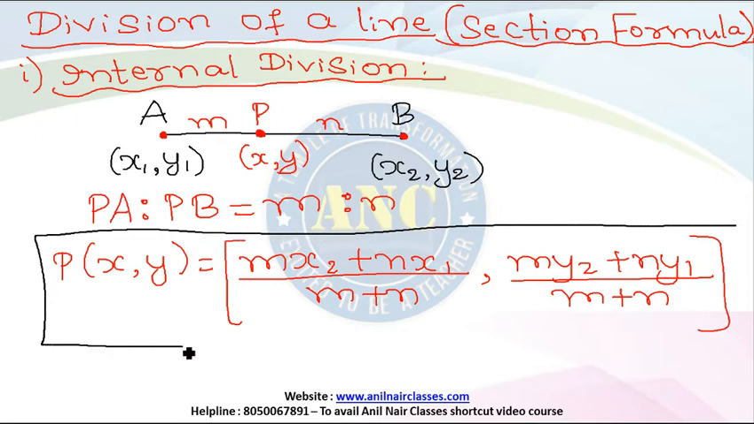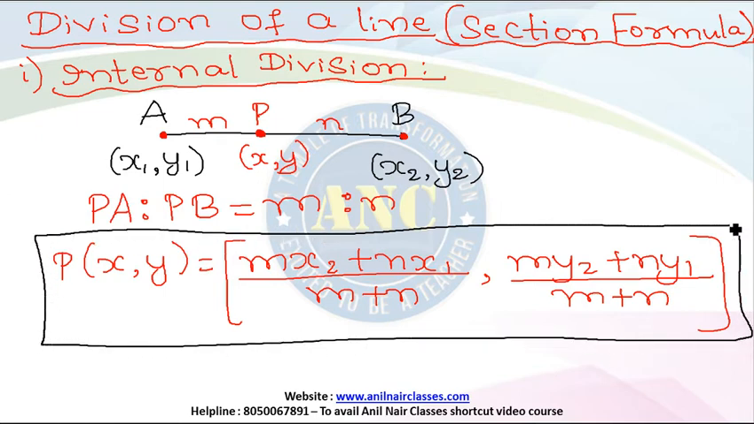I will not go for the proof of this. The internal division formula is given by: point P is given by the notation mx2 plus nx1 divided by m plus n, comma my2 plus ny1 divided by m plus n. I believe that the concept is clear for you people.